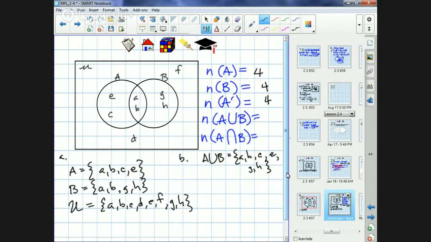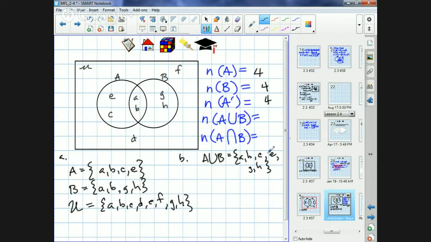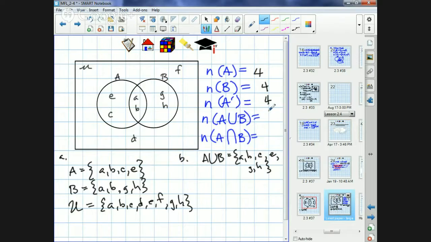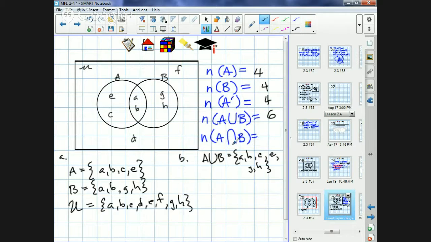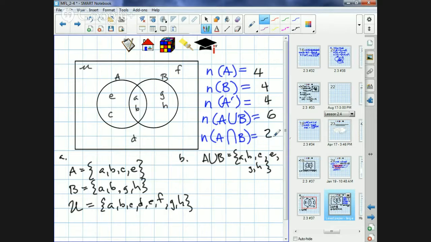Very good. And what's then the number of elements in A union B? In A union B, that would be 6. Good. A, B, C, E, G, and H. And lastly, what's the number of elements in the intersection of A and B? The intersection of A and B would be the center there. A and B, that would be 2. Good. You pretty much have the concept down.